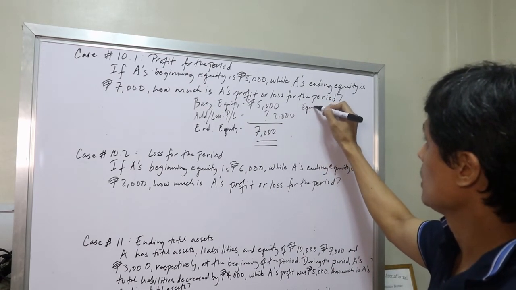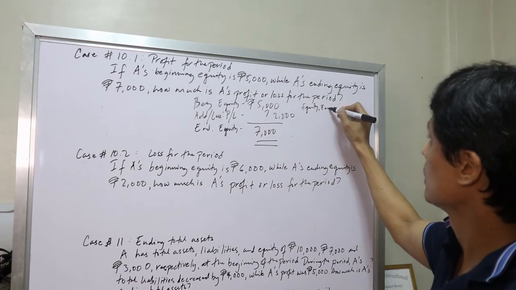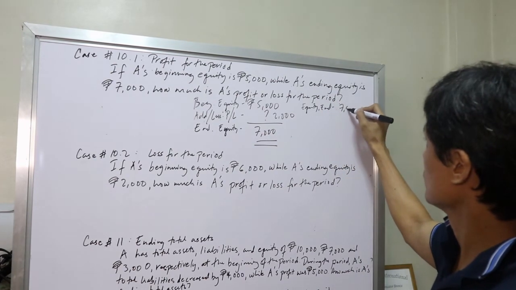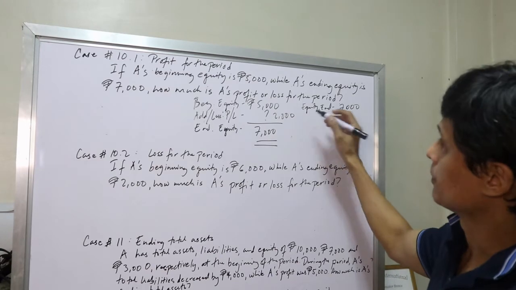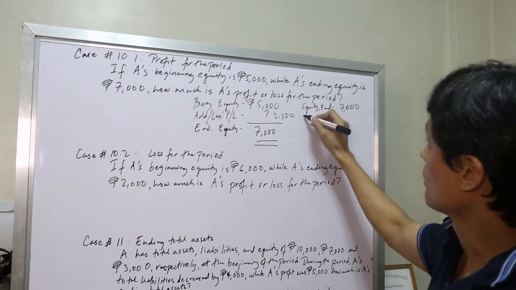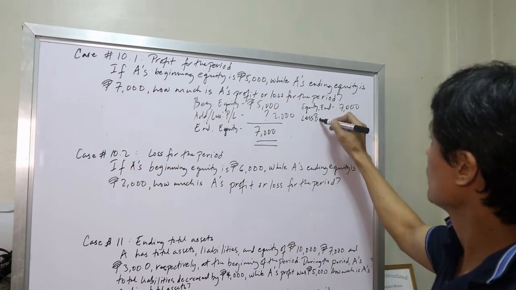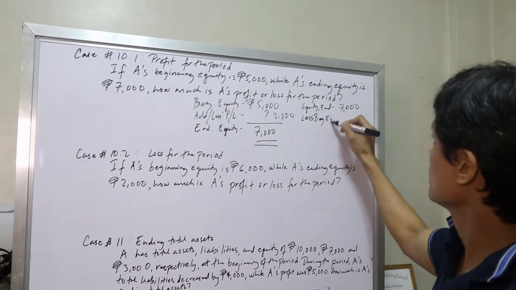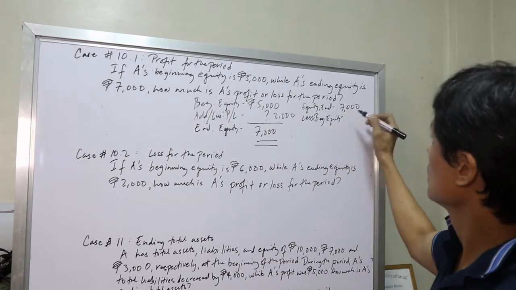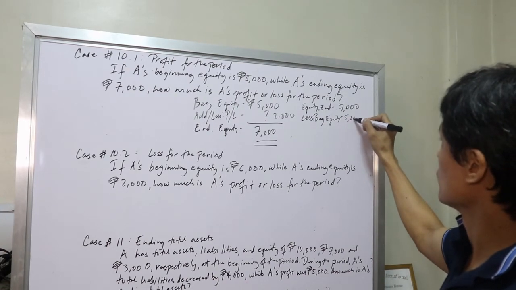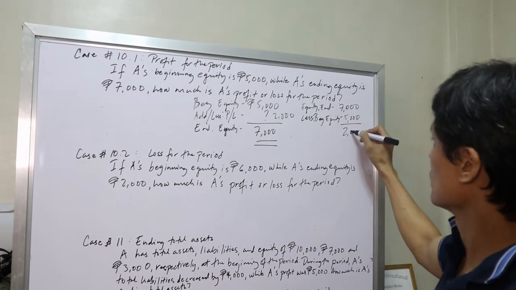So another way of writing that is 7,000, which is your ending equity. Pagbaliktarin mo lang, equity end is 7,000 minus your beginning equity of 5,000, you will have 2,000.